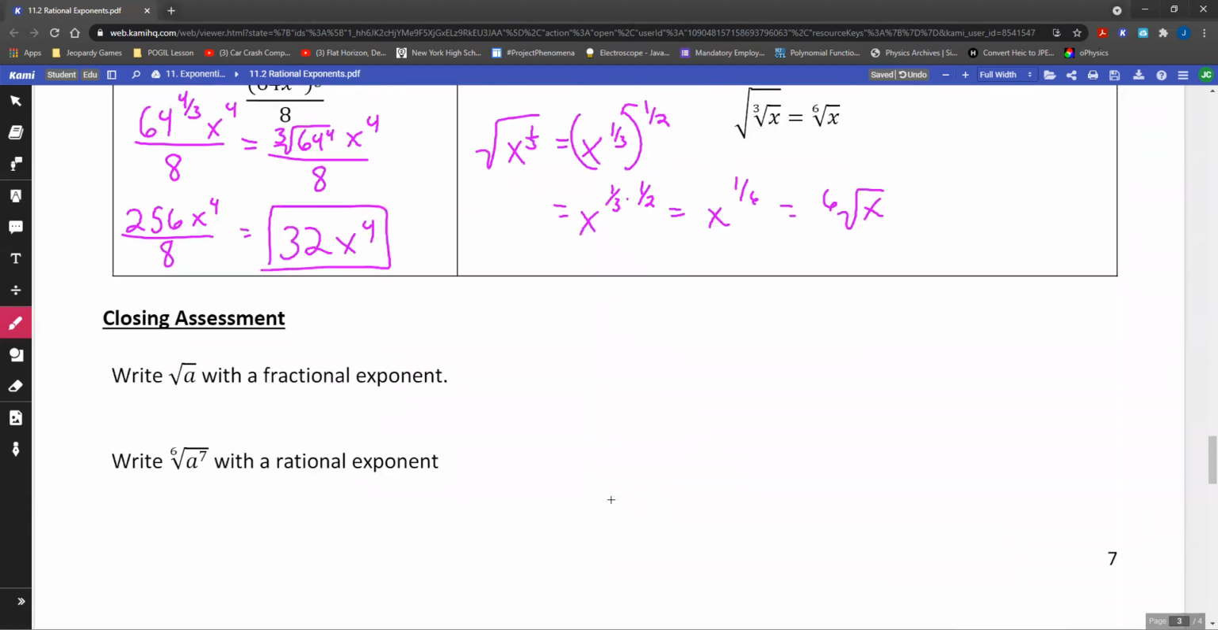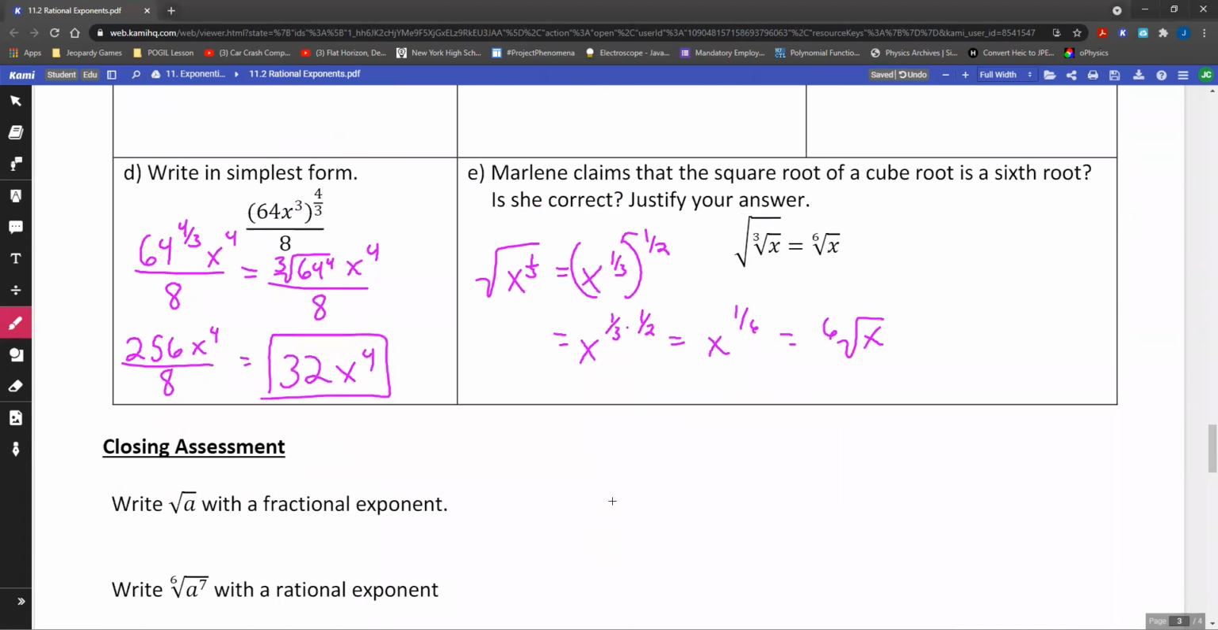All right, and that's pretty much it. So again, we did some practice with the rational exponents, moving things around. If you have any questions, please feel free to let me know as soon as possible. Like I said, you can watch this video a few times if you weren't too sure, but try to see how much you can answer by yourself.